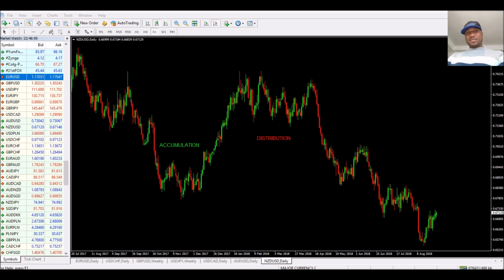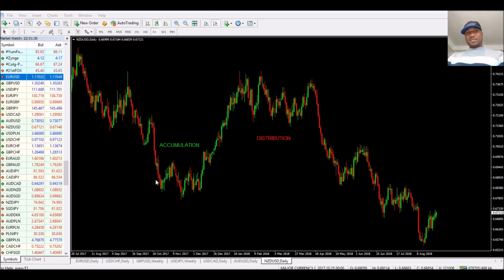Traders who are making money in the market are making it because they know the structure of the market. They know how the market moves, and that is why they know where to go in and where to go out, how to make money from the market. And that is the edge that the professional traders have over amateur traders.